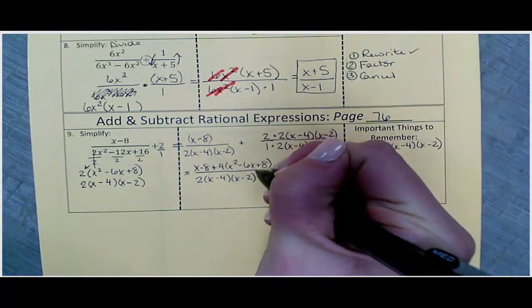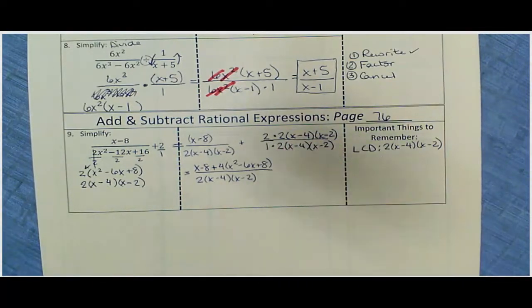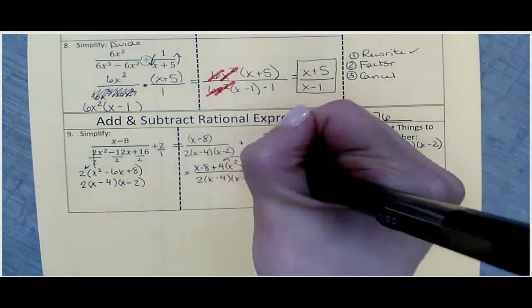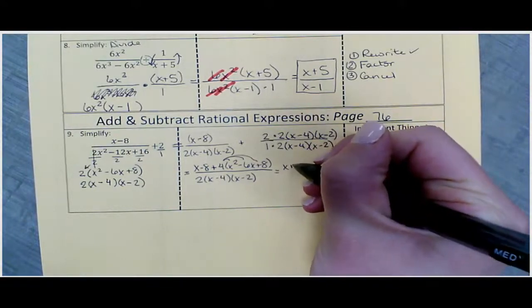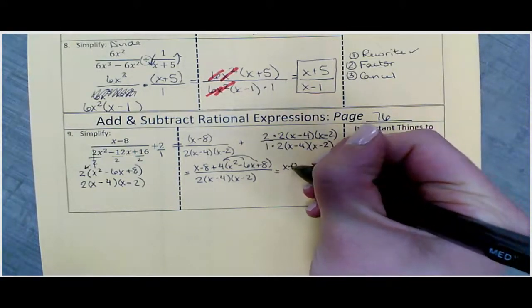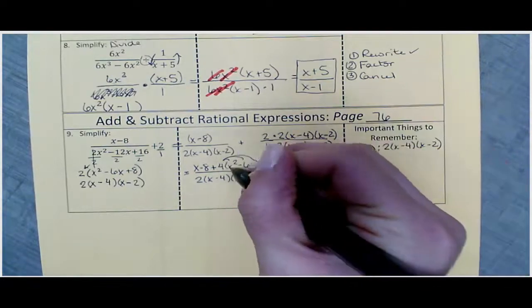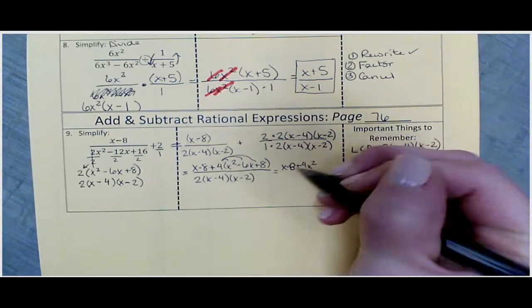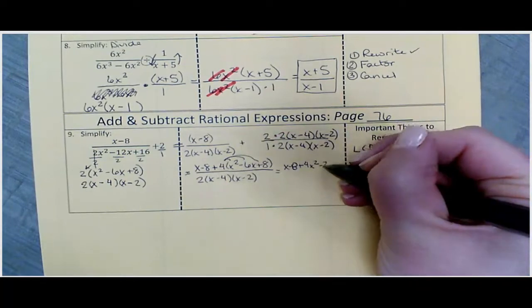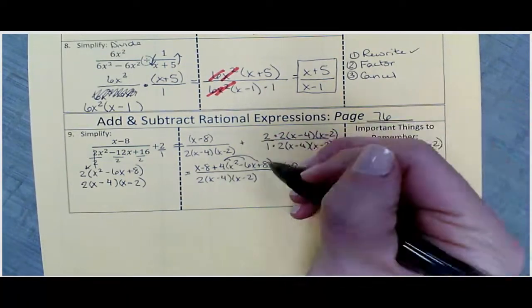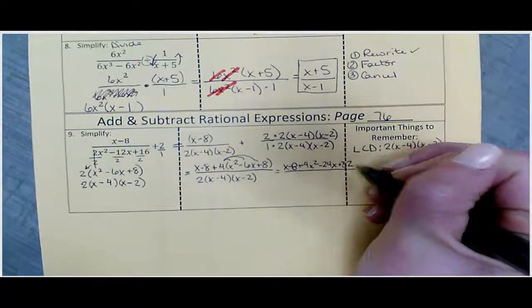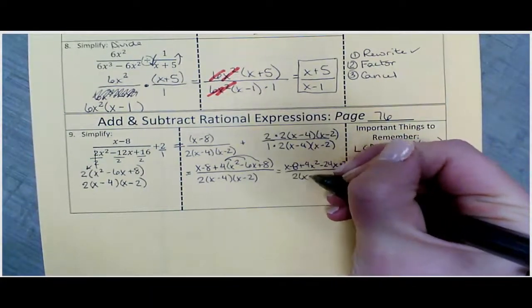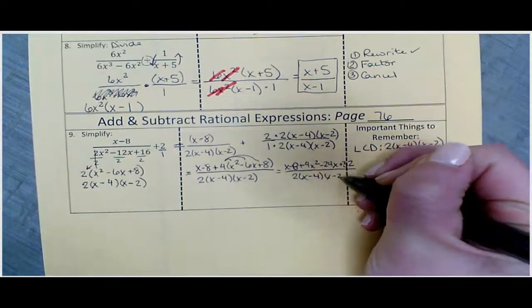because this step requires that I combine like terms. So I've got to multiply everything out. So I'm going to go ahead and distribute. This is x minus 8 plus 4x squared minus 24x plus 32. I'm sorry, I'm running into that line. Over 2 times x minus 4 times x minus 2.